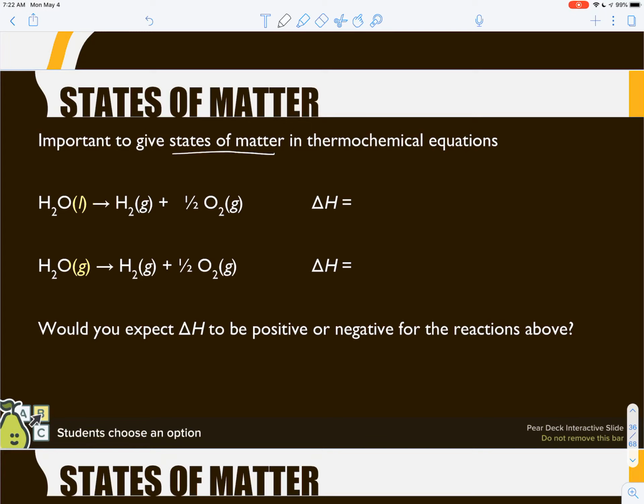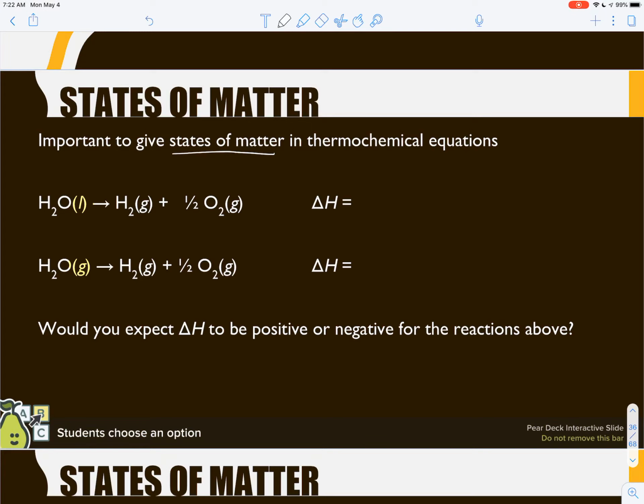Okay, so then which one would be more positive? One is liquid water becoming gaseous hydrogen and oxygen, one is gaseous water becoming gaseous hydrogen and oxygen. The only difference between these is that this reaction up here not only has to break apart the water, it also has to vaporize the water. Whereas this one is already vaporized and it only has to break it apart. So the step of turning the liquid water into gaseous water requires extra energy. Therefore, this one will be more positive and this one will be positive, but less strongly positive.